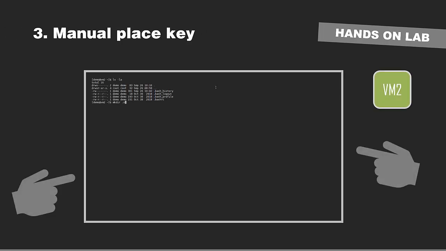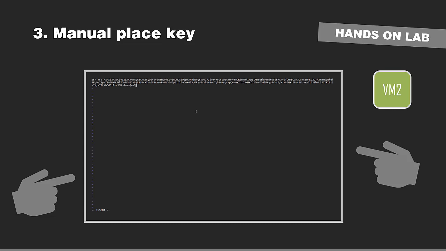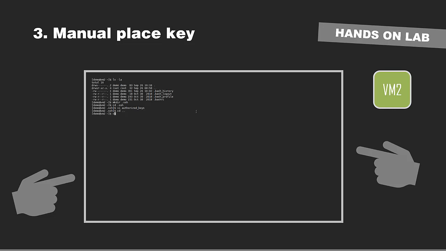On VM2 I will add this key to an authorized_keys file in the .ssh directory. Make sure no one has access to the .ssh directory, so close down the rights.